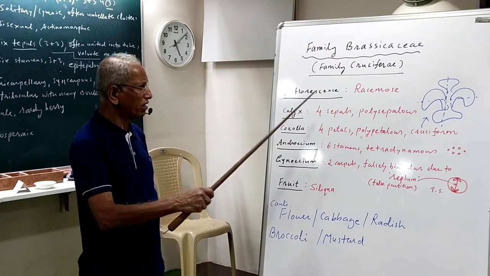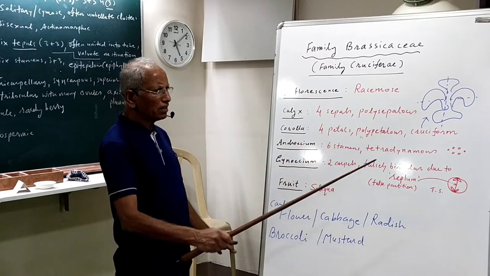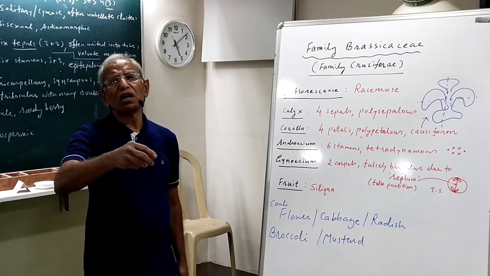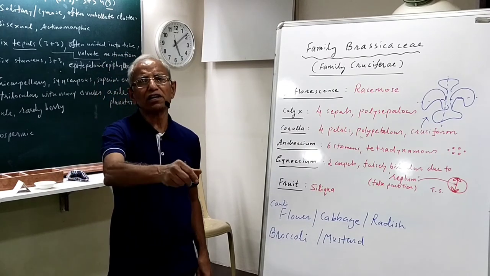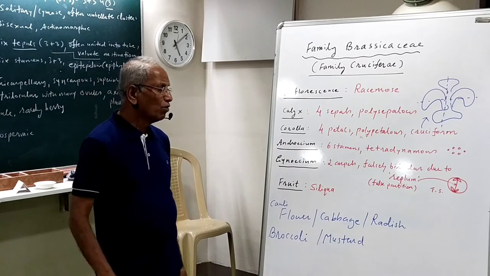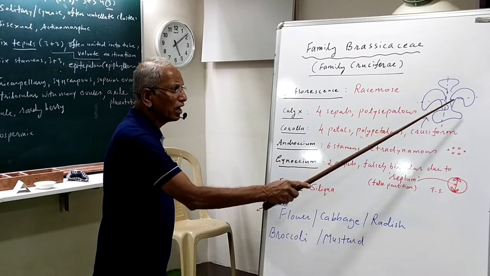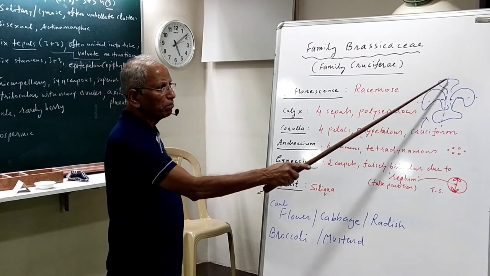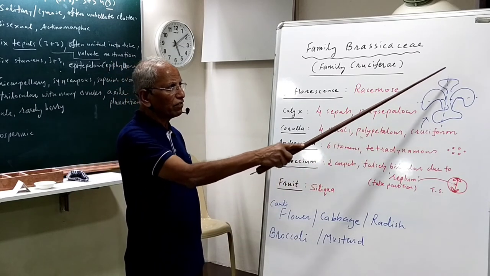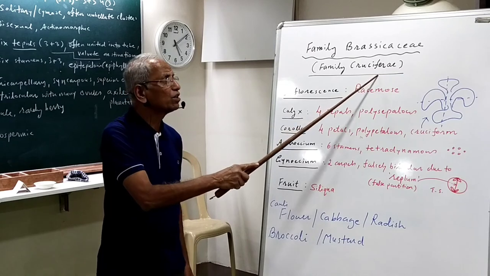Racemose inflorescence, don't worry, it's some kind of racemose inflorescence. Calyx of four sepals, polysepalous, I don't think that's very important. But these four sepals are present in two arrangements, two outer and two inner, so 2+2 actually. Important and interesting is the corolla. Four petals, 1, 2, 3, and 4. Polypetalous, petals are free, and cruciform. The petals are arranged in such a way that they make a cross. Can you see this? That's how the family was originally called Cruciferae.